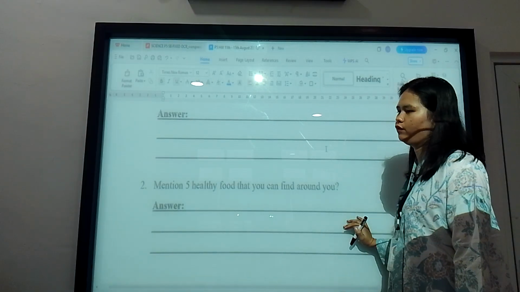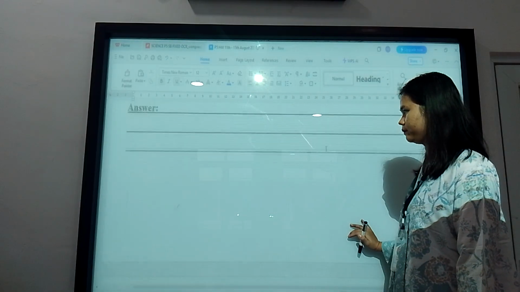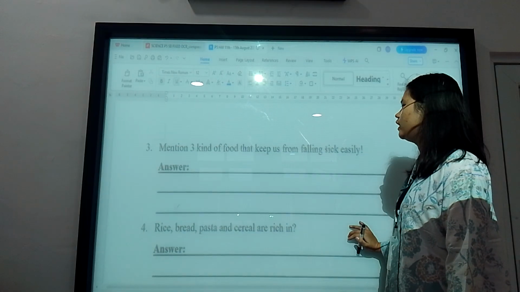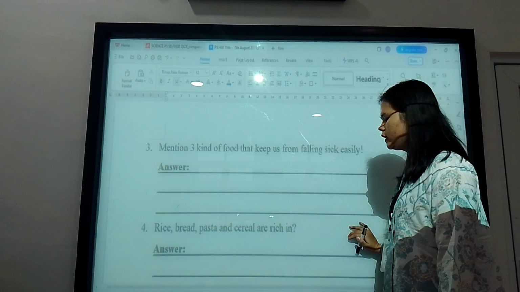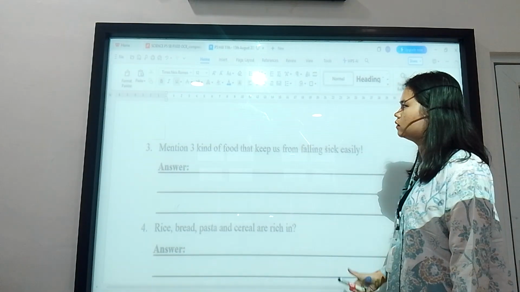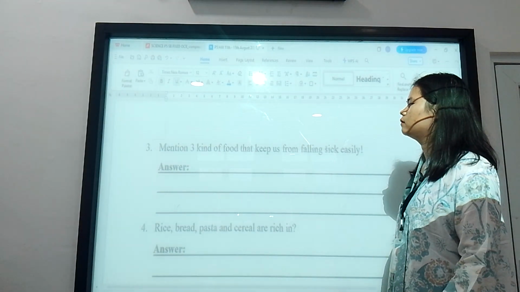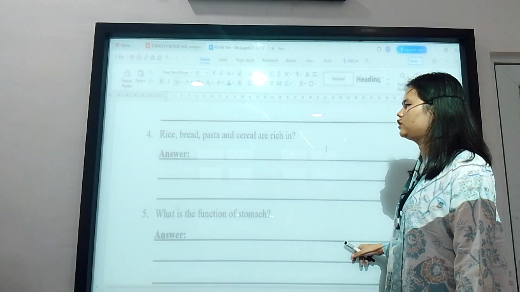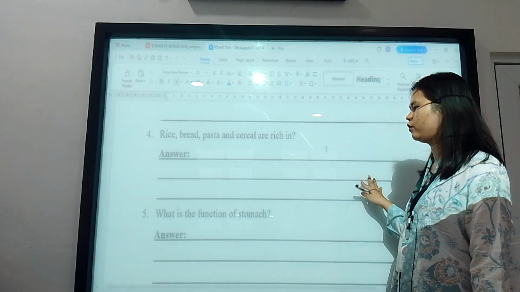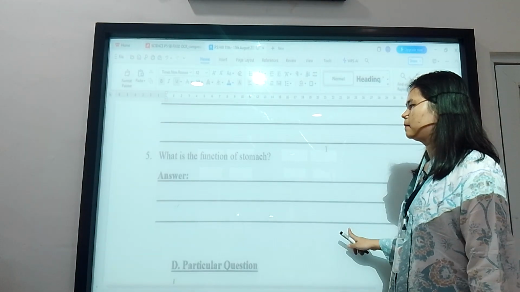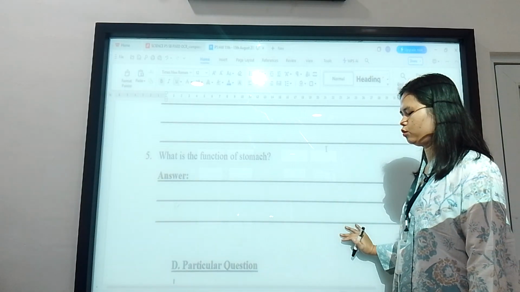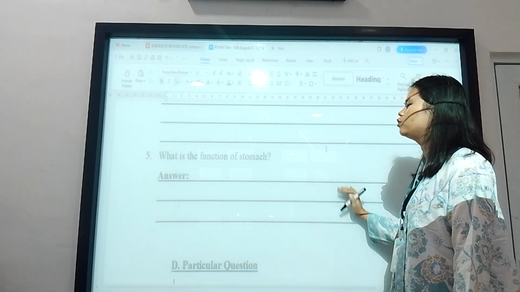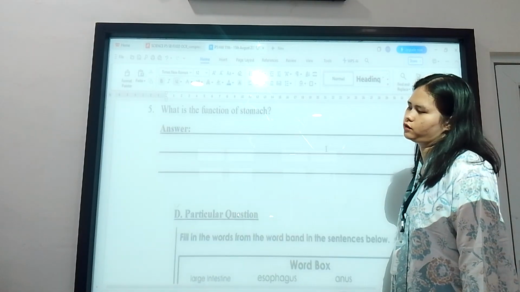Is that healthy for your body? Three kinds of food that keep us from falling sick easily: it can be spinach, broccoli, and apple. Rice, bread, pasta, and cereal are rich in carbohydrates and provide us energy. The function of the stomach is to squeeze and crunch the food to mix it with the digestive juice. Okay.